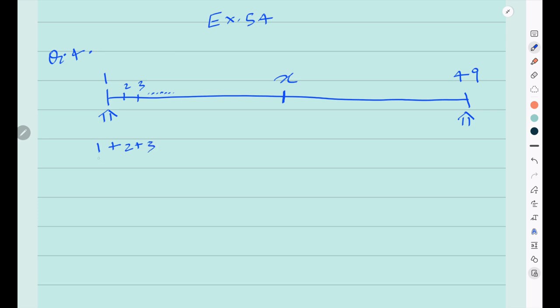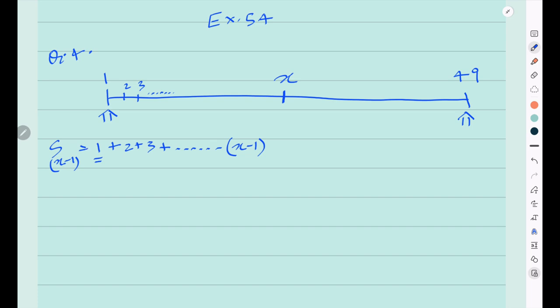So here what it is telling is the sum of the house numbers. This is in AP, arithmetic progression, because the common difference is 1 and the first term is 1. So 1, 2, 3 and so on, and then it's very important, not up to x but just preceding, meaning one before x. So this is the sum which it is talking about.